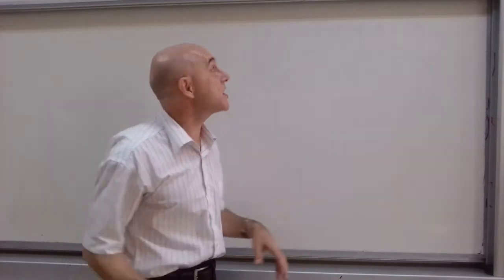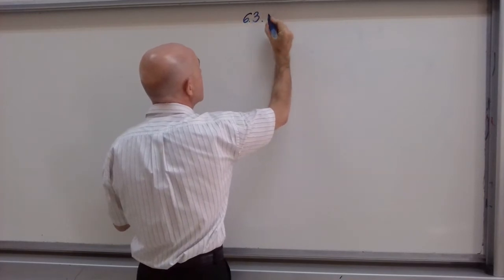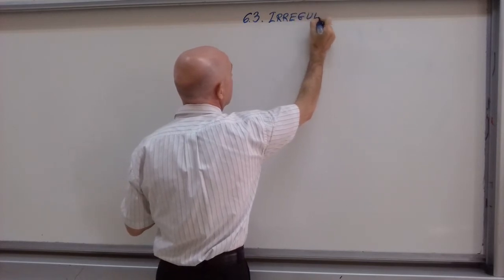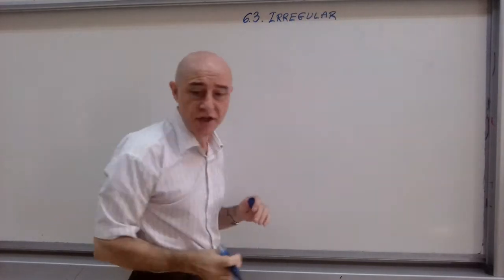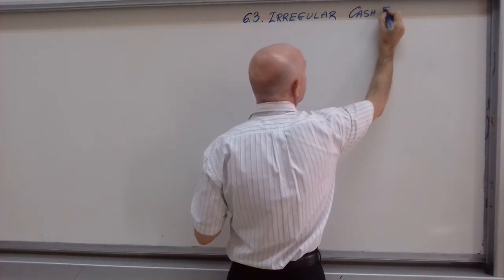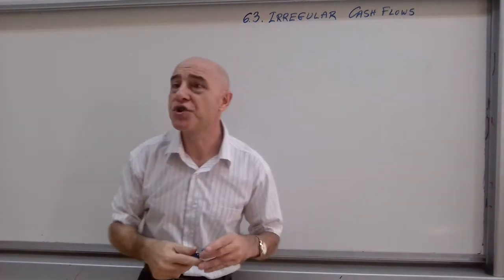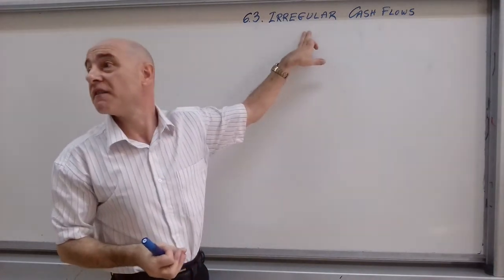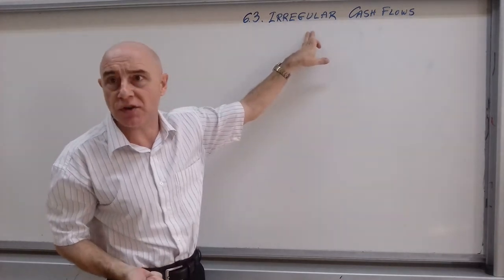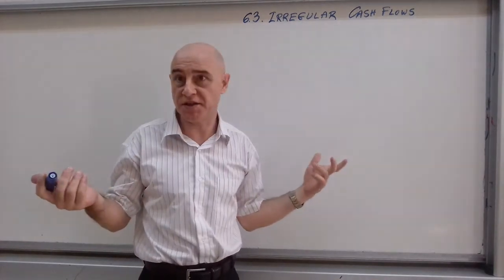All right, and now section 3.6.3, irregular cash flows. That's what you're likely going to get on the final exam, or quiz number 3, an irregular cash flow. Well, they could be irregular in a million different ways, okay?